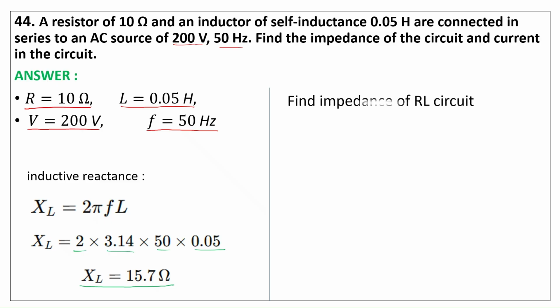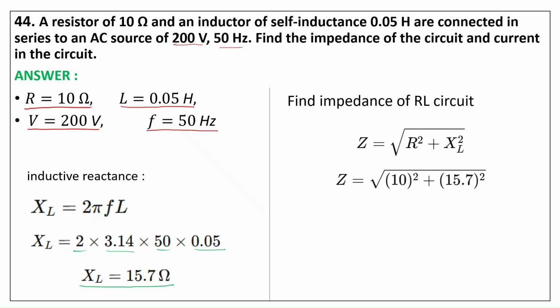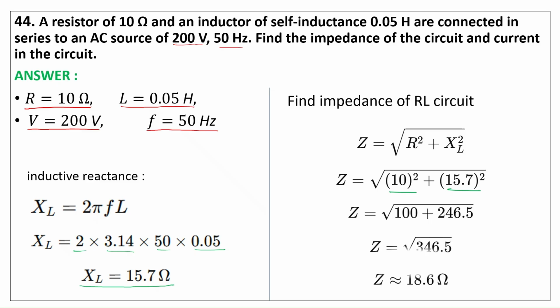To find impedance of RL circuit, Z is equal to root of R square plus XL square. Therefore, Z is equal to root of 10 square plus 15.7 square. We get Z is equal to root of 100 plus 246.5. That is, Z is equal to root of 346.5. We get Z approximately 18.6 ohm.